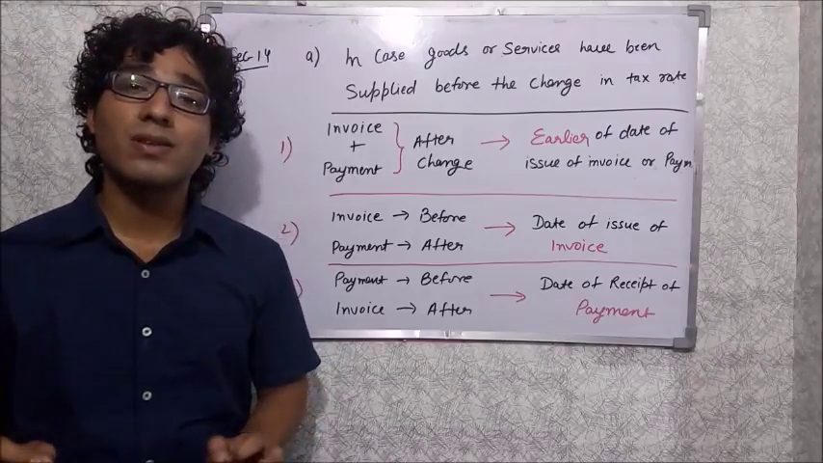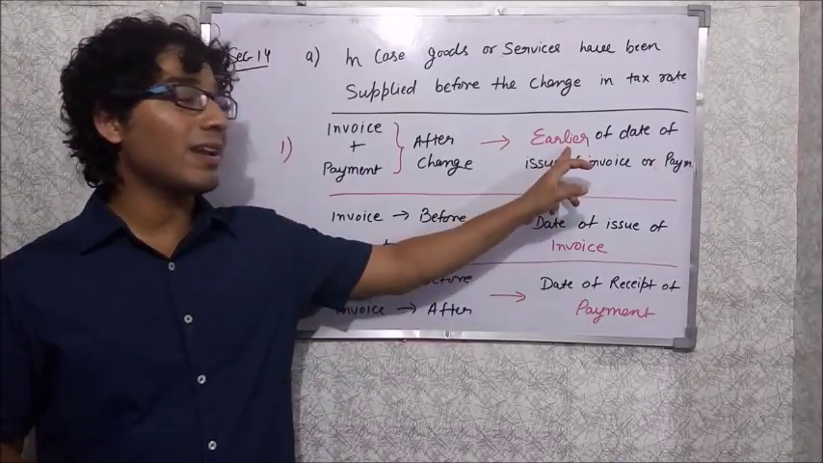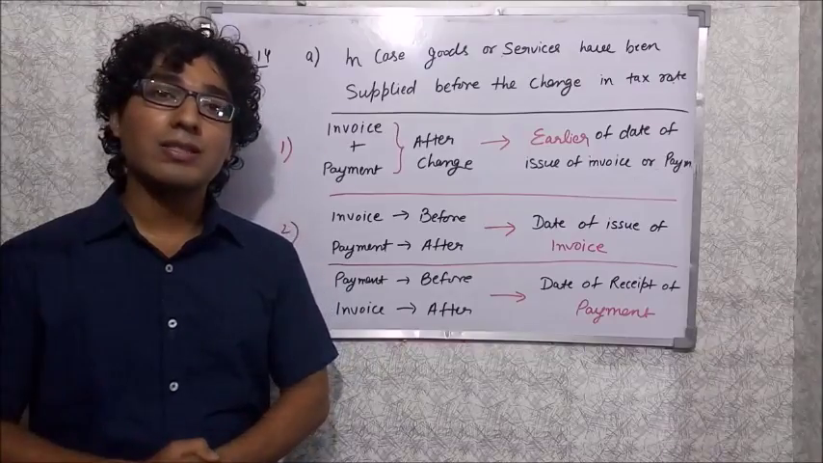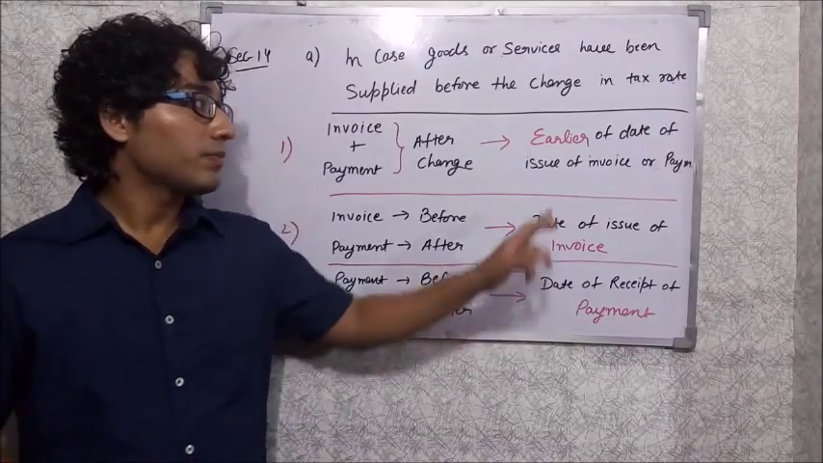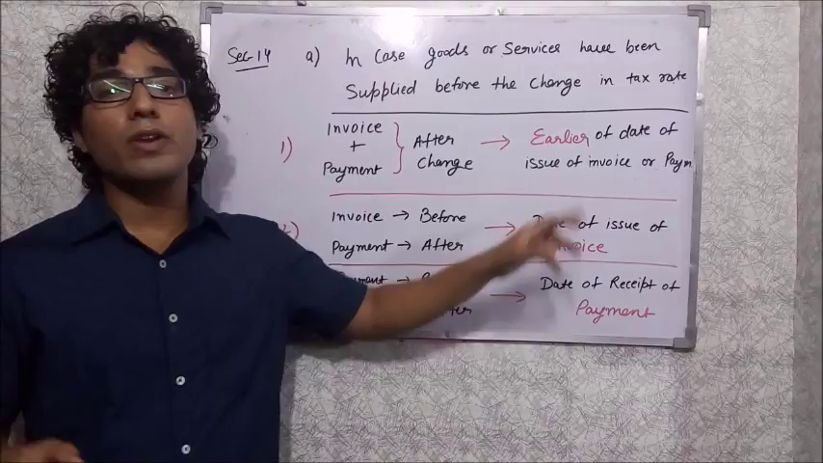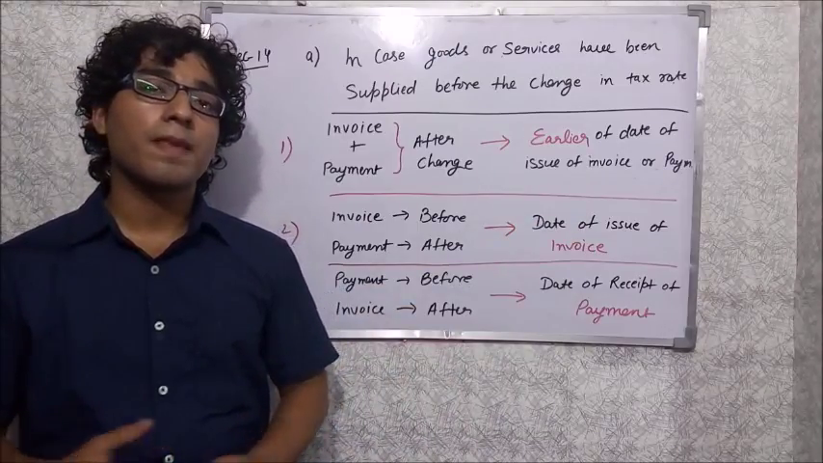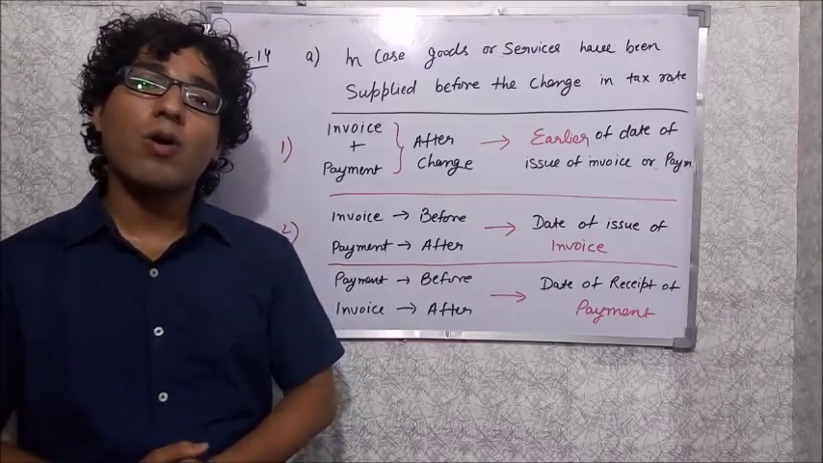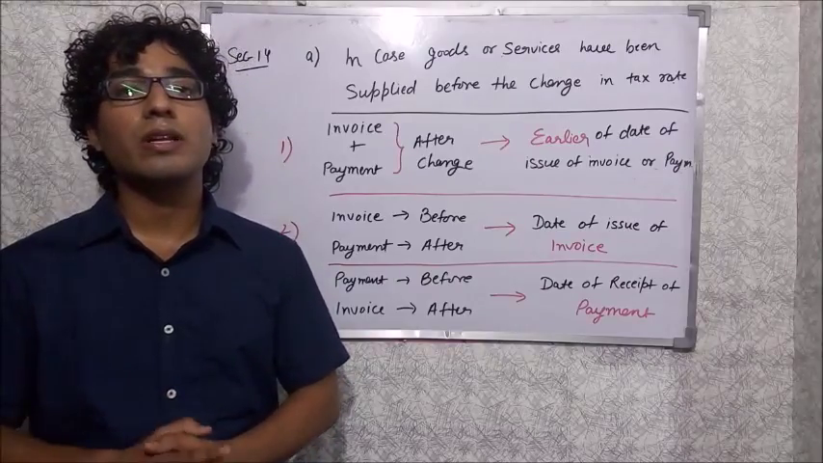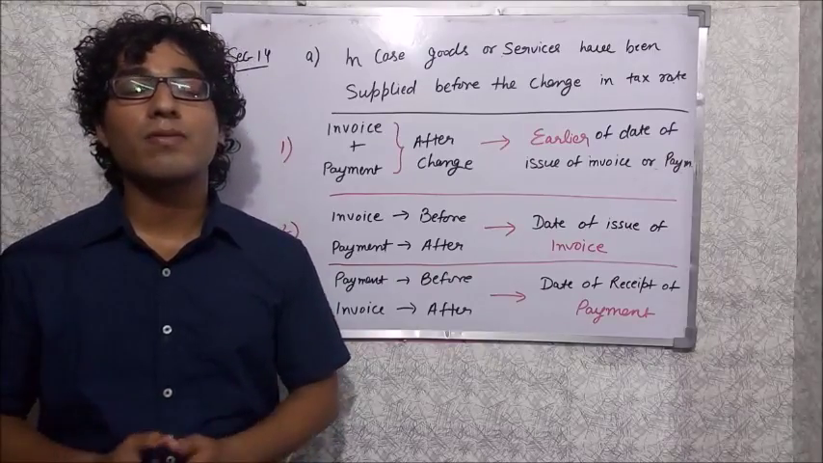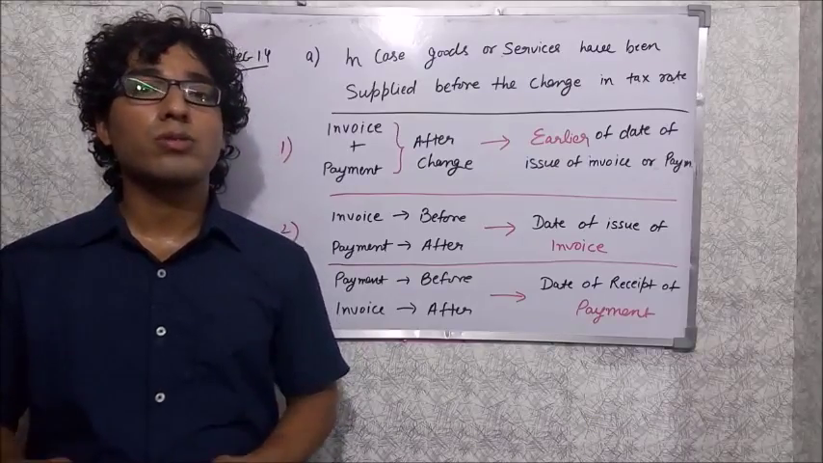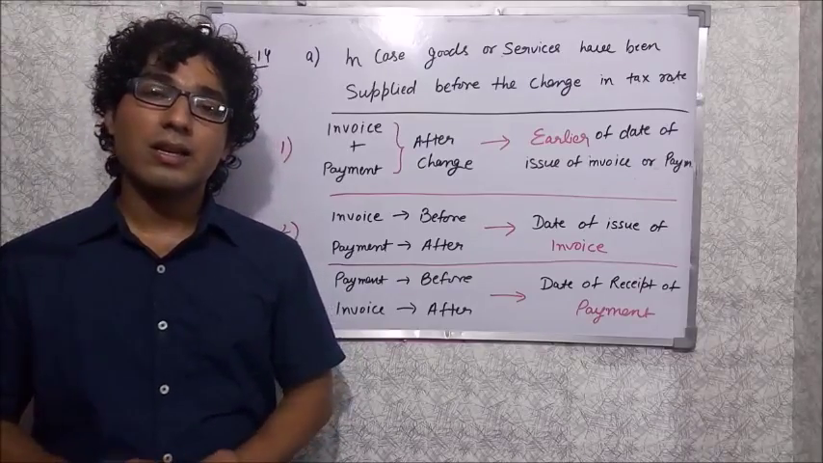The time of supply of goods or services in this case will be the earlier of the date of issue of invoice or the date when you receive the payment into your bank account. So the earlier of the date of issue of invoice or the date when you receive the payment will be the time of supply of goods or services in case there is a change in rate of tax.